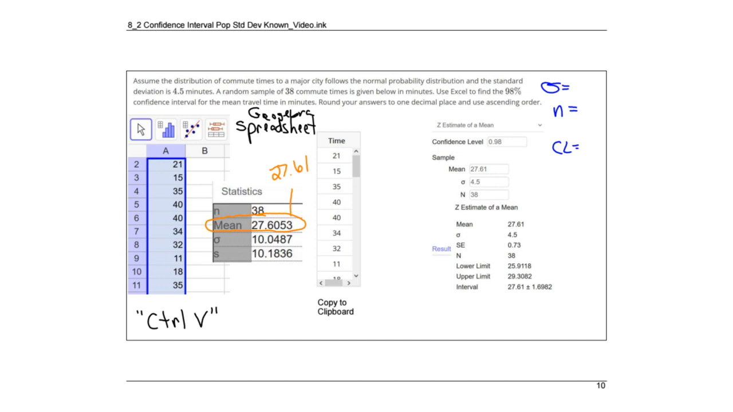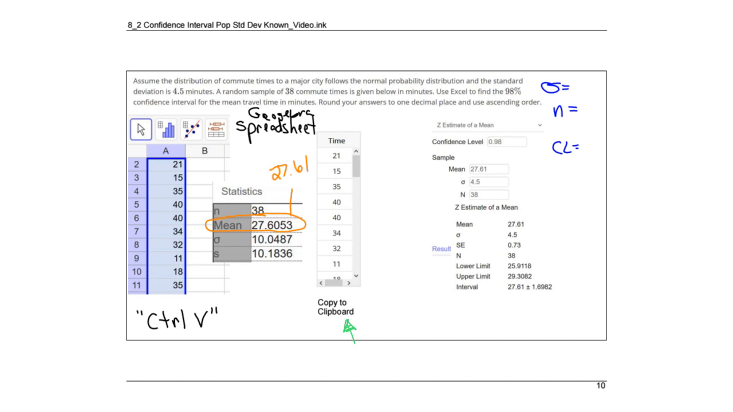Some of the problems in 8.2, they're going to give you the raw data. They're not going to give you the sample mean. They're going to give you the population standard deviation, but they're not going to give you the sample mean. So what you're going to do, because sometimes it's a lot of data, like this is 38 pieces of data. We don't want to find the average in our calculator for 38 pieces of data. So what you're going to do is click on copy to clipboard. That's going to save all 38 of these pieces of data so that you can paste it.